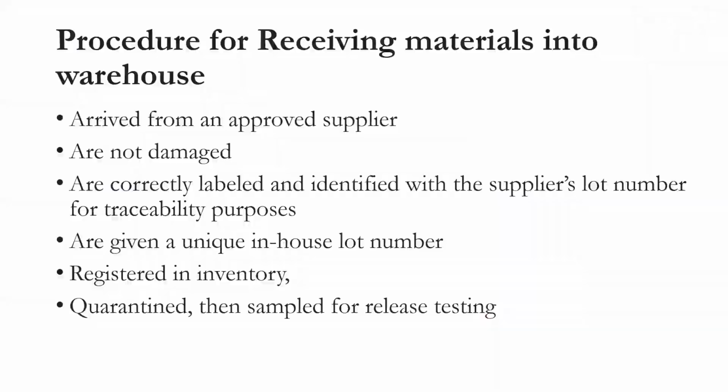So these are the condition requirements. And what are the procedures? It should have arrived from a supplier. It should not be damaged. These are the responsibilities to check. And this means drug products are correctly labeled and identified with the supplier's lot number for traceability purposes. It should also be given a unique in-house lot number. Every material coming into the warehouse should be registered in inventory, quarantined, then sampled for release testing.